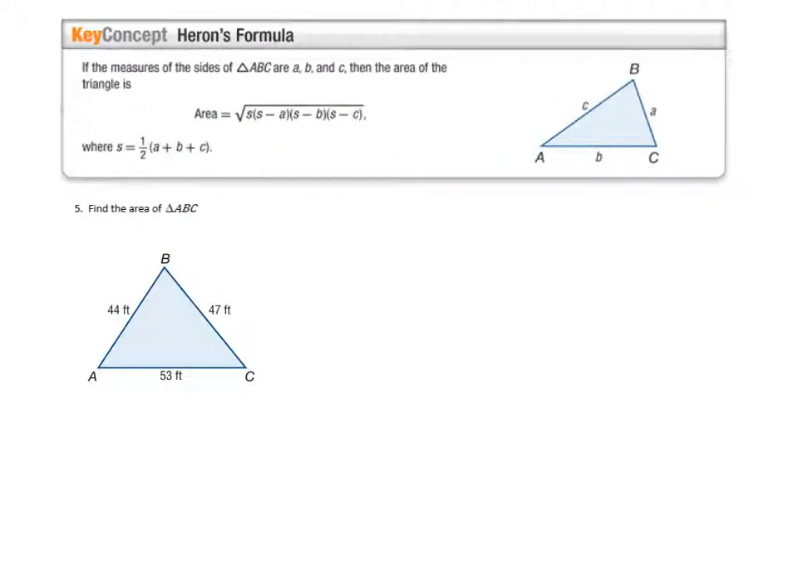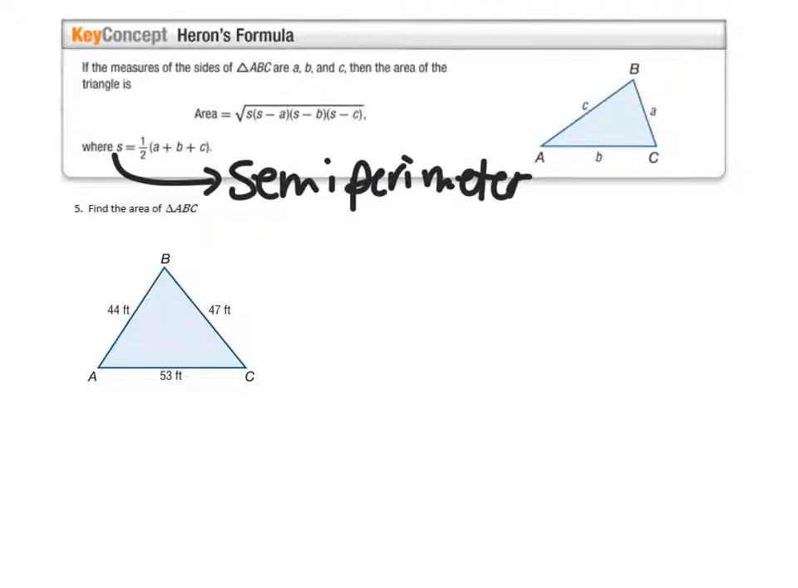Okay, last thing, Heron's formula. If you are given side, side, side to find the area of a triangle, you're going to use Heron's formula. First, you're going to find what's called the semi-perimeter. So the s stands for semi-perimeter. That is where you take half of a plus b plus c, and the area is the square root of the semi-perimeter times the semi-perimeter minus a, semi-perimeter minus b, semi-perimeter minus c.